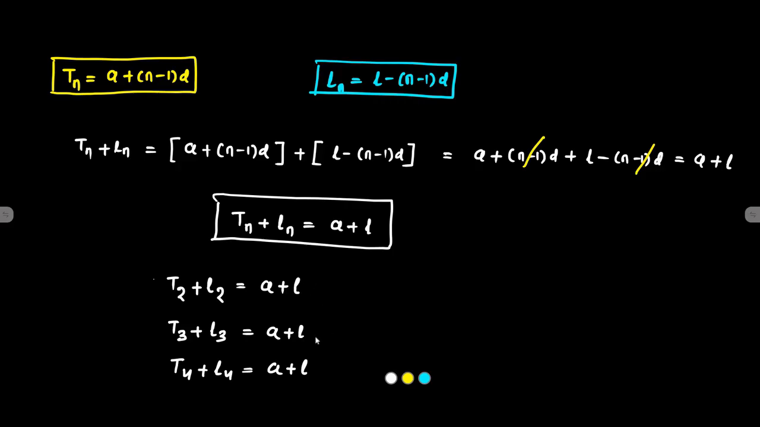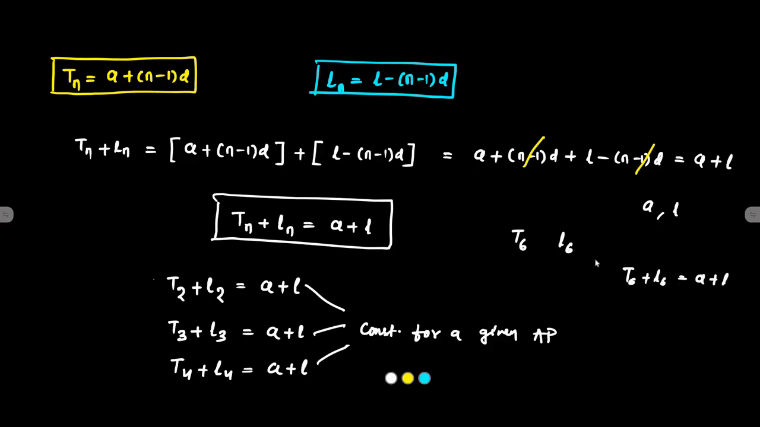It will always be constant for a given arithmetic progression. So if for a given AP you take the sixth term from the first and the sixth term from the last, with A and L as the first and last terms, T6 plus L6 will be equal to A plus L. For any particular term, if you are counting it from the first, Tn, and from the last, the nth term from the last, the value of n should be the same.